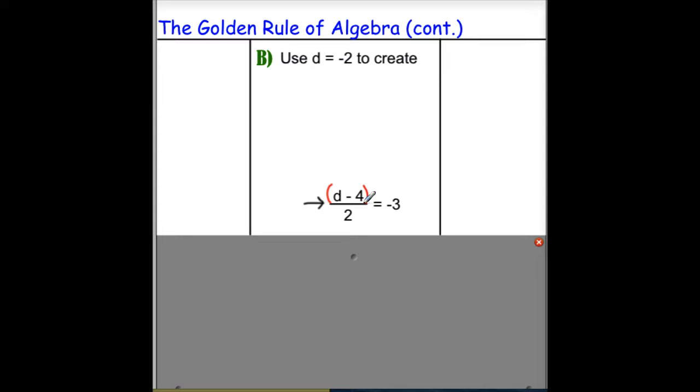So the first thing that I'm going to do is start by writing down my d equal to negative 2. According to order of operations, to get to this final solution I want to subtract 4. But recall, the golden rule of algebra says we need to do it to both sides. So I'm going to take my d and subtract 4, and I'm also going to subtract 4 from the negative 2. On my column over here, I'm going to write down that I'm going to subtract 4.